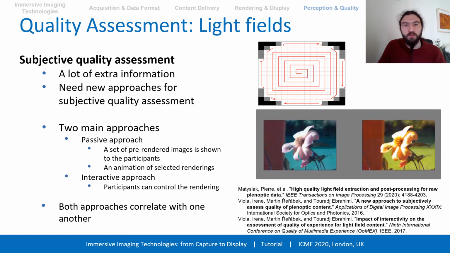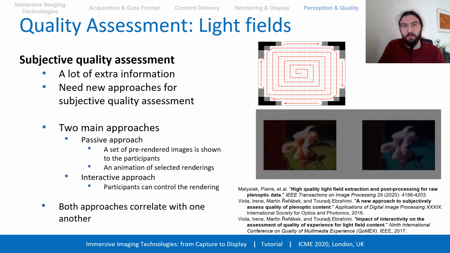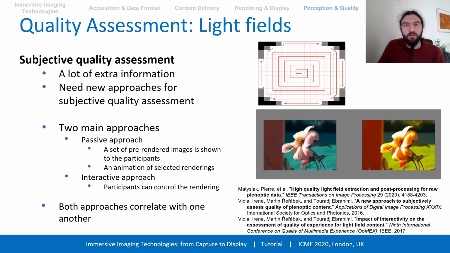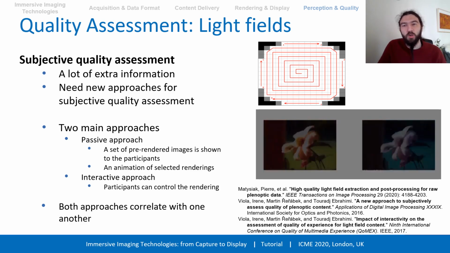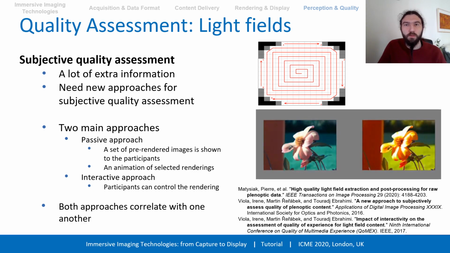Passive approach aims to provide the participant with a set of pre-rendered images or selected animations. An example of this method is shown here. So you see the video here. They show these kind of spiral videos. The subaperture images of different viewpoints are ordered in a spiral or snail model, and they are shown as videos. So this video shows you a paired comparison test visual. So participants are asked to choose either one of them, which one is the better one.